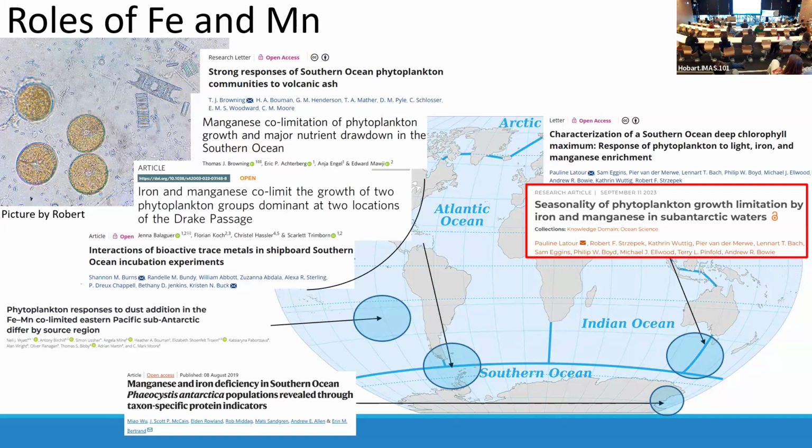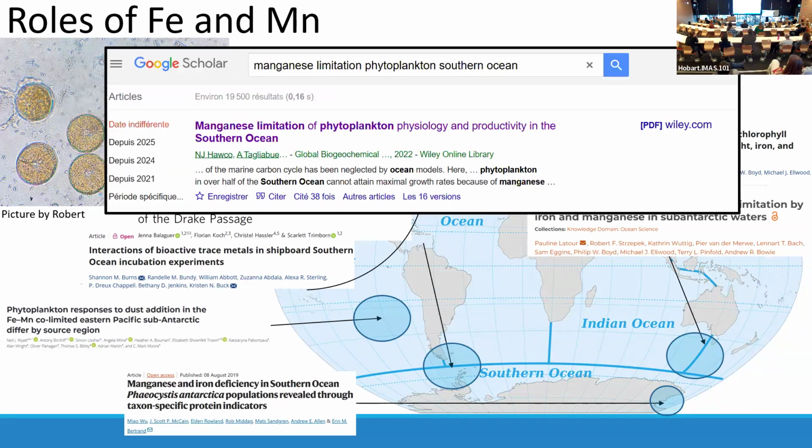It makes sense because most voyages are going down in spring or summer, but it means that we have a bit of a gap in the spatial coverage and in the season to know how manganese is controlling phytoplankton growth in the Southern Ocean.